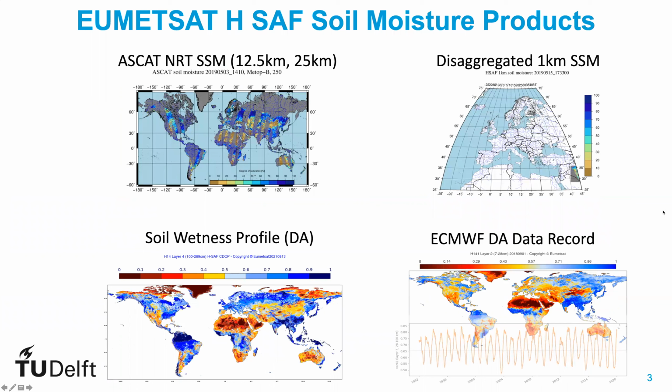The TU Vienna soil moisture retrieval algorithm is the basis for several kinds of soil moisture data sets distributed via the EUMETSAT HSAF. The algorithm is used directly to produce real-time surface soil moisture products at 12.5 and 25 kilometers. It is combined with data from ASAR to produce a 1 kilometer surface soil moisture product, and the ASCAT soil moisture data are assimilated by ECMWF to produce soil wetness profile data, and also a long-term data record stretching back to 1992.